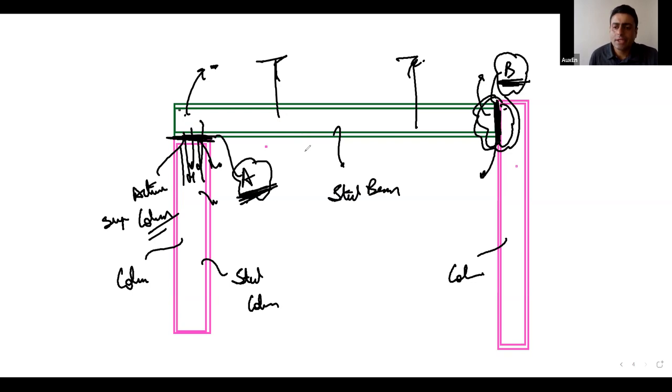Rajanji is asking, is connection A a shear connection? No, actually you can develop this connection also as a moment connection. Even this connection assembly like this can be developed as a moment connection.